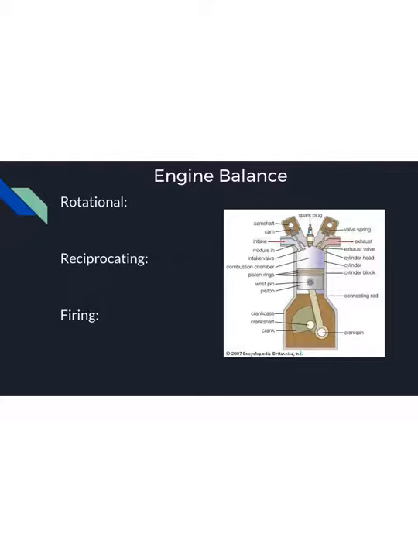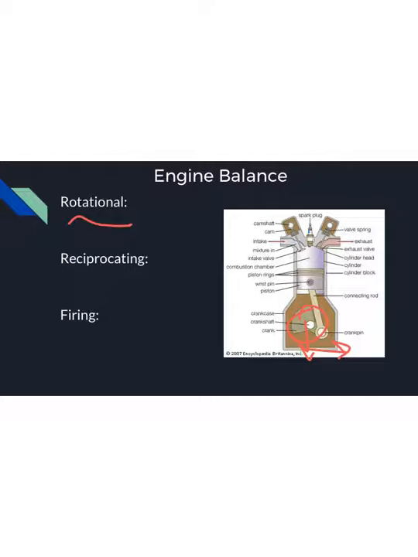So the first force is rotational force, and this is due to the rotation of the mass that is offset from the main bearing center line, which is the mass and the counterweight essentially right here. And so this rotational force has to be balanced throughout the different cylinders in order to maintain engine balance.